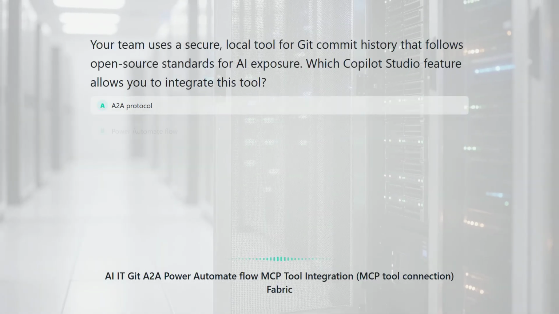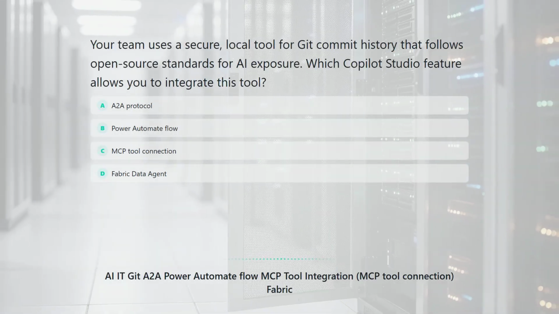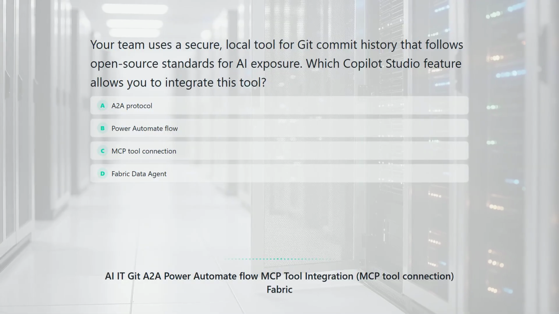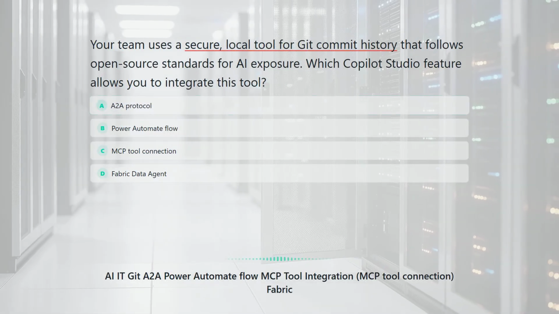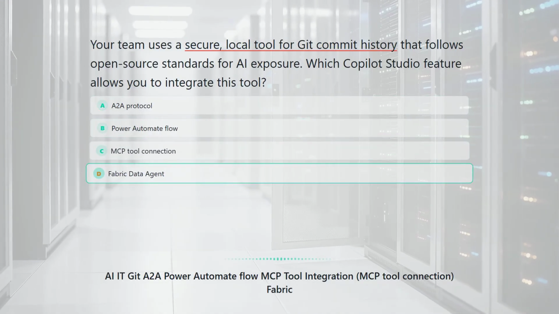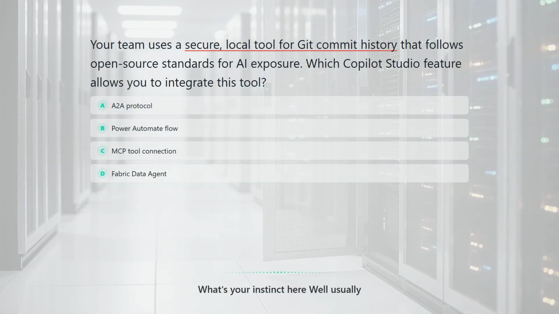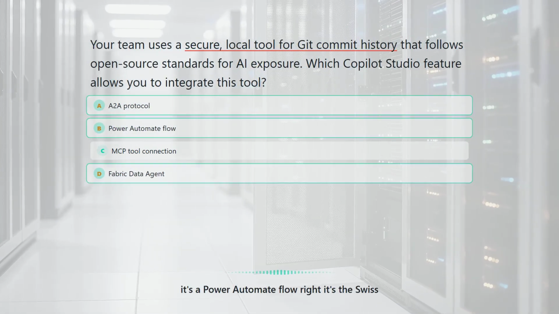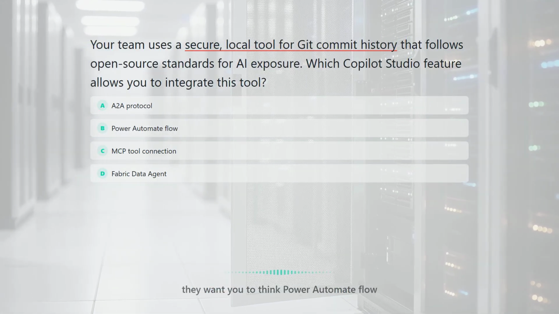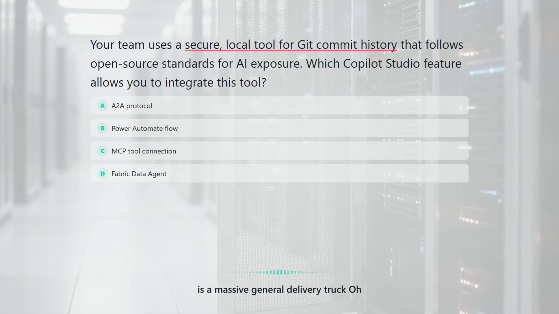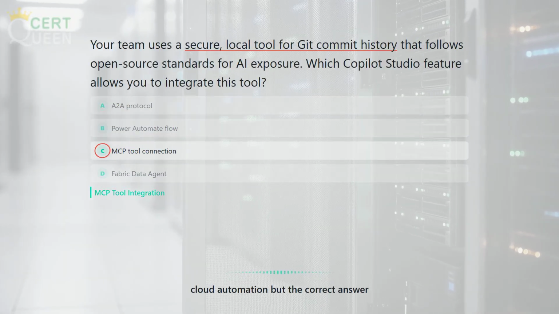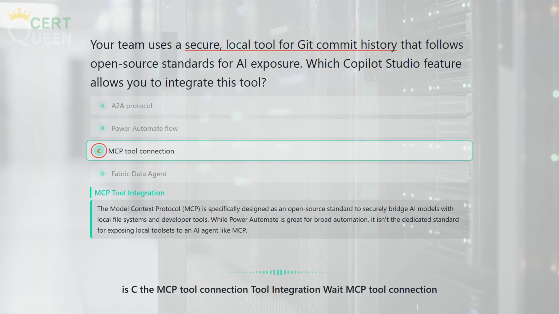Imagine your team is using a secure local tool for, say, Git commit history, and it follows open source standards for AI. How do you integrate it? You've got the A2A protocol, a Power Automate flow, an MCP tool connection, or a Fabric data agent. Yeah, this is a classic trap. What's your instinct here? Well, usually it's Power Automate, right? It's the Swiss Army knife for workflows, so I'd probably go with that. See, that's exactly what they want you to think. Power Automate is like a massive general delivery truck. Oh, right. It's great for broad cloud automation, but the correct answer is C, the MCP tool connection.